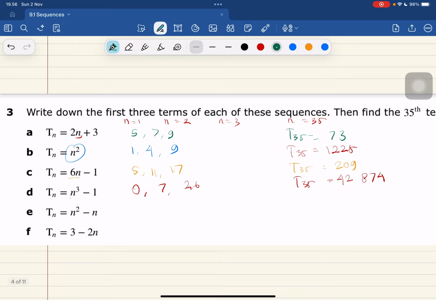Next, n squared minus n, so this is going to be 0. 2 squared is 4, 4 minus 2 is 2. And then 3 squared is 9, minus 3 is 6. Now t35. So 35 squared, we minus 35. So this will be 1190. Next question, 3 minus 2n. So it's going to be 1, minus 1, and minus 3. So t35 is 3 minus 2 times 35. So this is going to be minus 67.